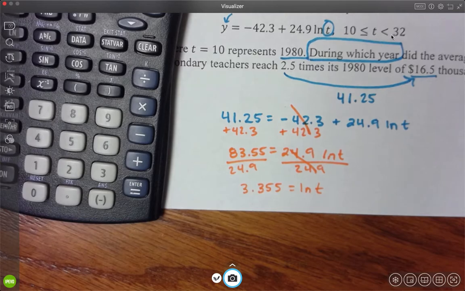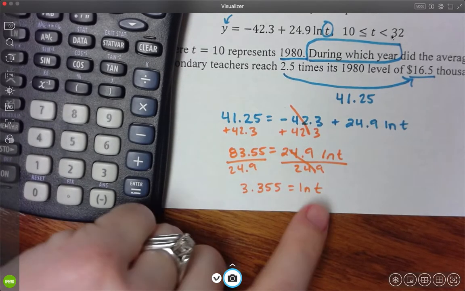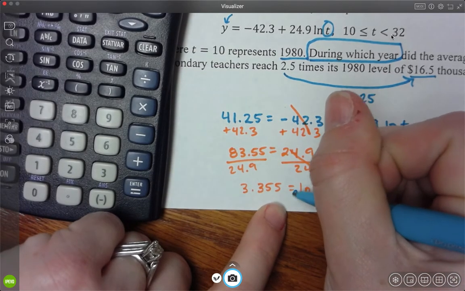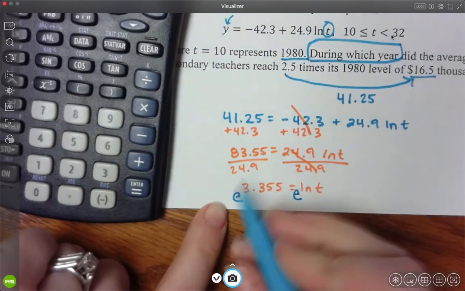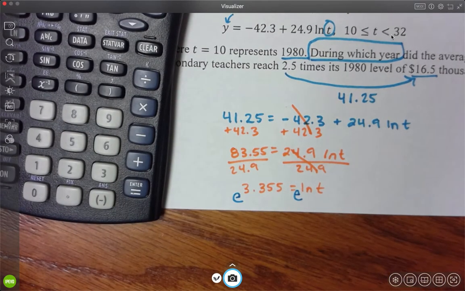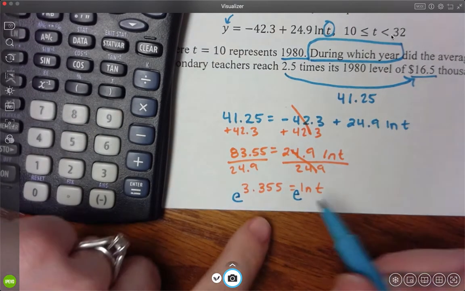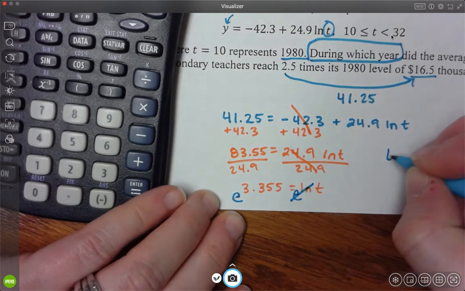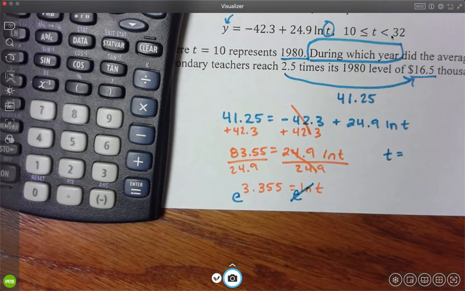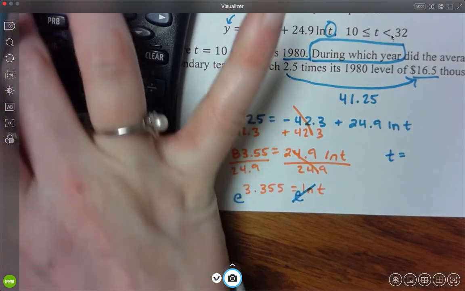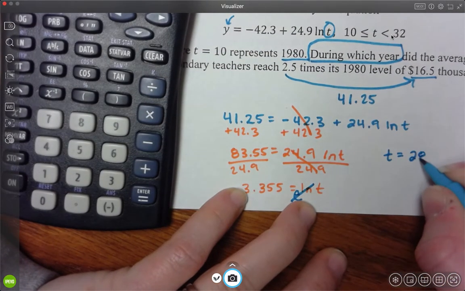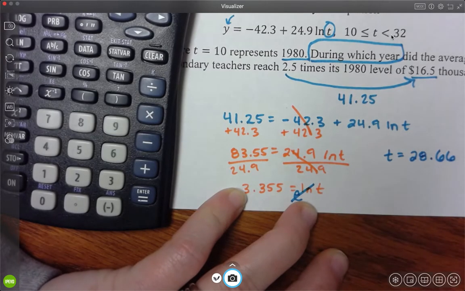Okay, scroll down. Now I have an ln, and the t is trapped inside of the ln, and I want to get rid of the ln. So what I'm going to do is raise each side to a power of e. So this is like e to the power of 3.355, e to the power of ln, which makes that just go away, and the t will just fall down. So t is going to be equal to e to that power. So I'm going to do e to that answer, and t will give me 28.66 years.